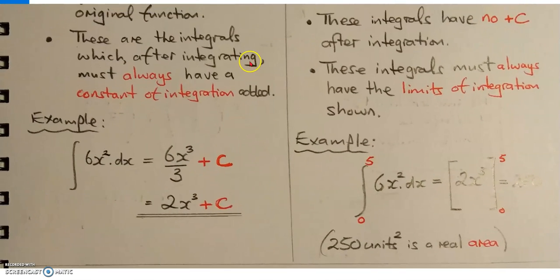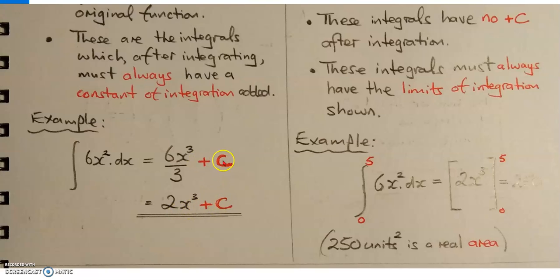Now, I think you should know by now why we add this constant of integration. In this example, 6x squared is the gradient function of this function here. When I differentiate 2x cubed, I get this 6x squared. So this is the gradient function of this original function.